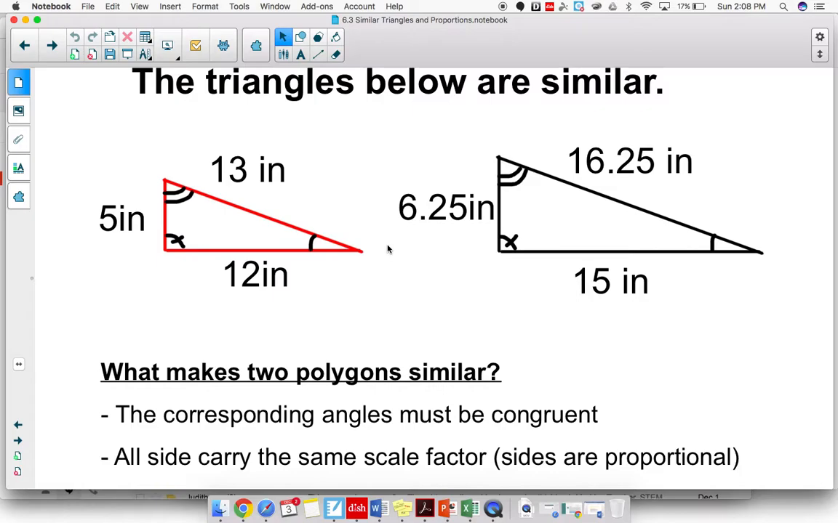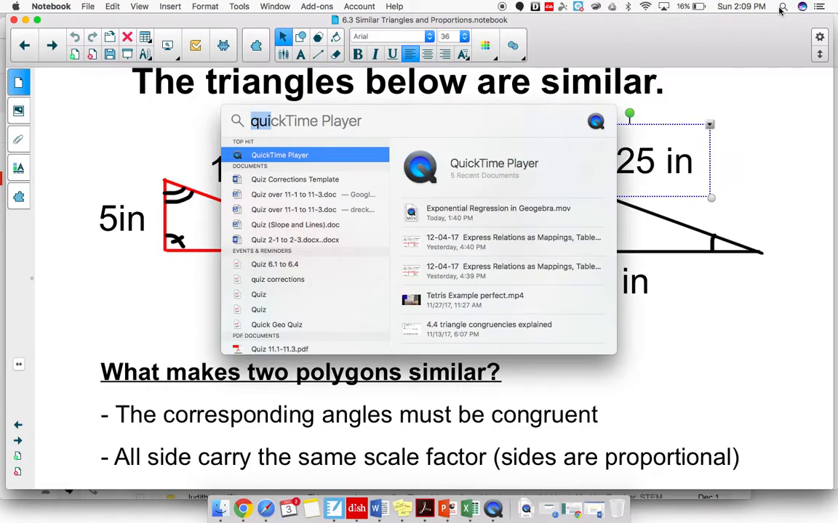The second item that I'll have you document is that the sides all have the same scale factor. Okay, in other words, the sides are proportional. So what does that mean? Well, if you haven't finished recording, go ahead and pause the video and record, and then I'll explain what that means. So if they have the same scale factor, that means that if I look at each set of sides that match up or that correspond, if I write them as a ratio and divide them, we should get the same value. So I'm going to look at the 13 and the 16.25.